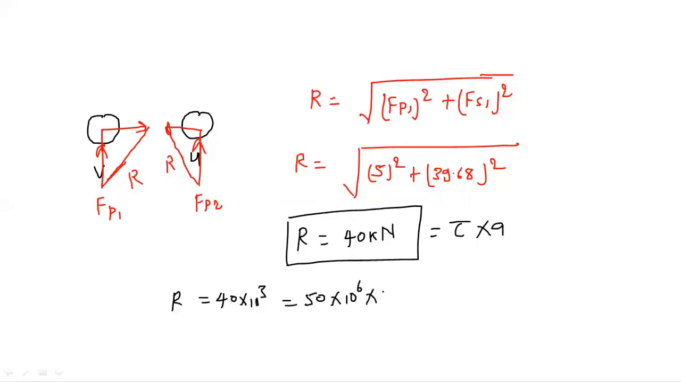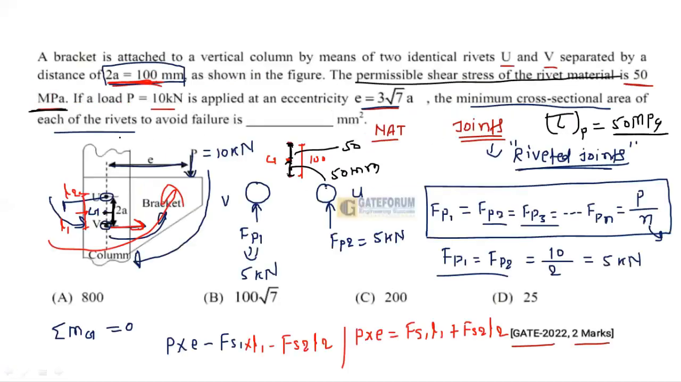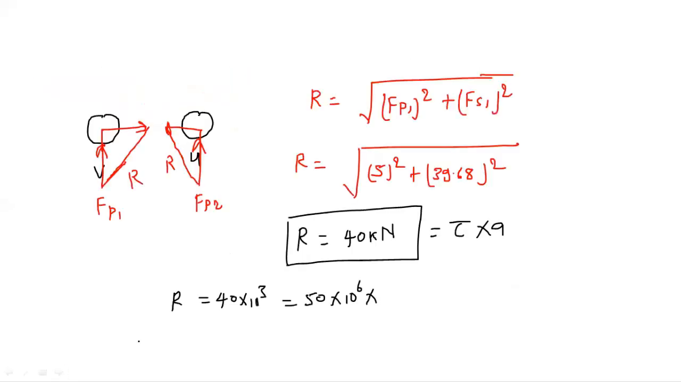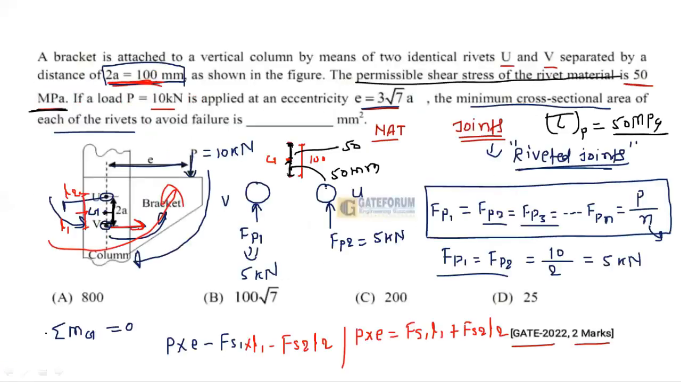And yes, I have to calculate the diameter now. What I have to calculate, my dear friends, in this question? The minimum cross-sectional area of each rivet. So directly you have to calculate the minimum cross-sectional area A. Just put this value, and from here we will get the value of A. By solving this, I think the value of A will come out to be 800 mm square. How much? 800 mm square.